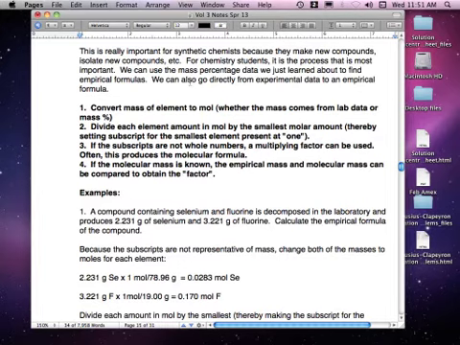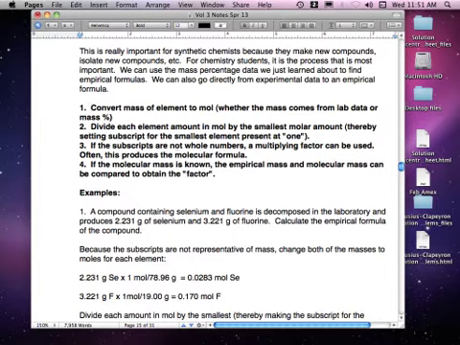We can use mass percentage data, or we can go directly from experimental data to get to an empirical formula. So the first thing you're going to do is convert the mass, whether it's given in experimental data or as a mass percentage, to moles. Then you're going to take the smallest number of moles that you have, because you'll have multiple elements, and you're going to divide all of them by the smallest number.